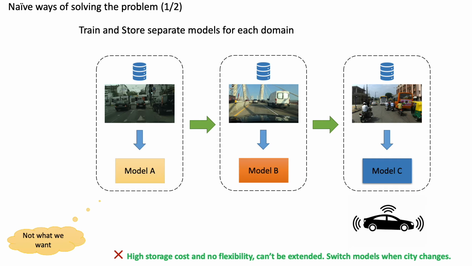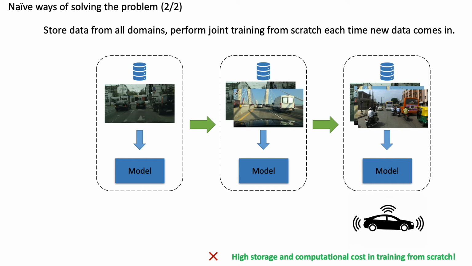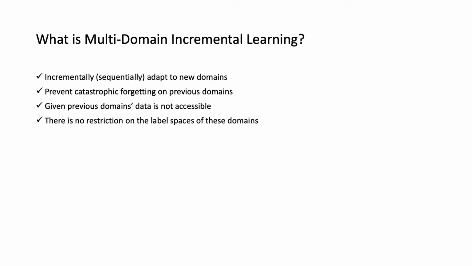A naive way to solve this problem would be to train and store separate models, one for each domain, and deploy them when the city changes. A second way would be to store all the datasets and train a joint model every time new data becomes available. Both these solutions are highly inefficient because they involve high storage and computation costs.